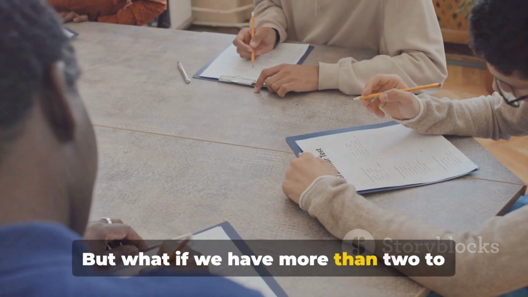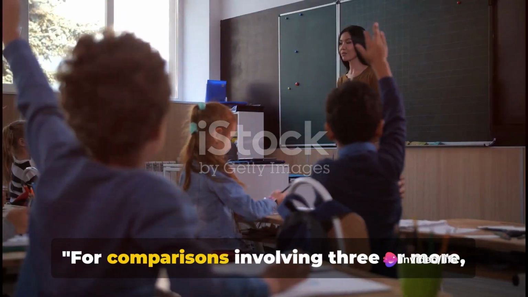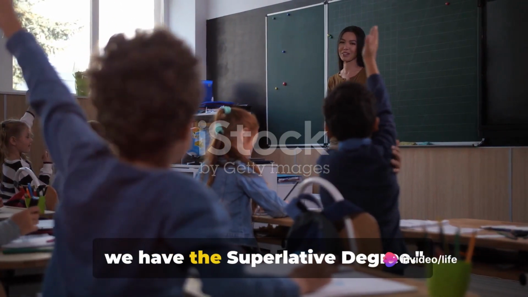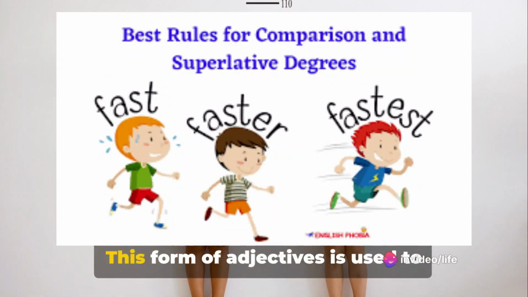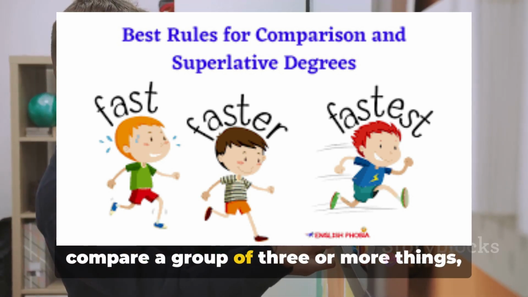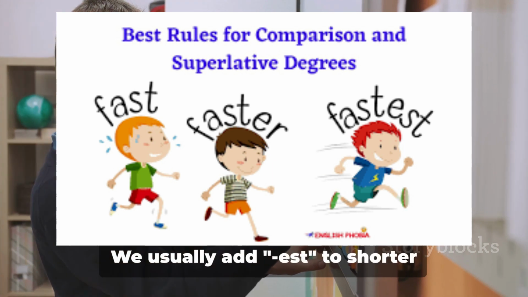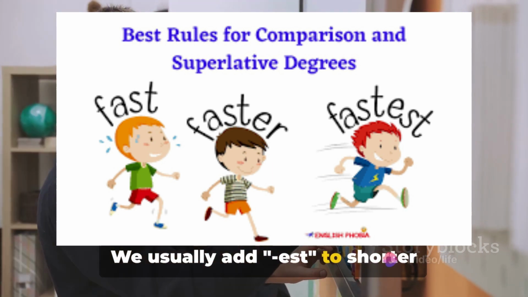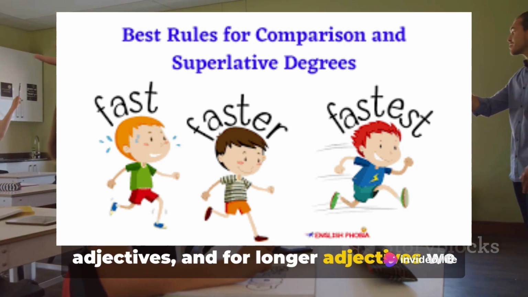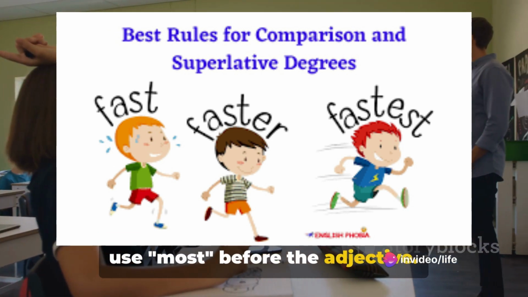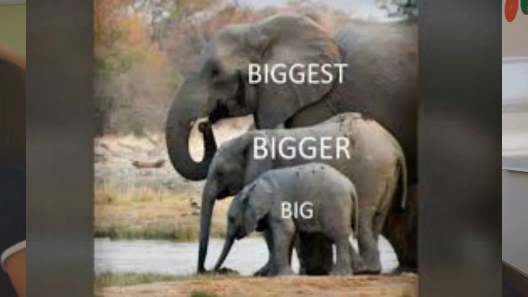But what if we have more than two to compare? For comparisons involving three or more, we have the superlative degree. This form of adjectives is used to compare a group of three or more things, and it indicates the highest degree of a particular quality. We usually add est to shorter adjectives, and for longer adjectives, we use most before the adjective. Let's consider some examples, shall we?